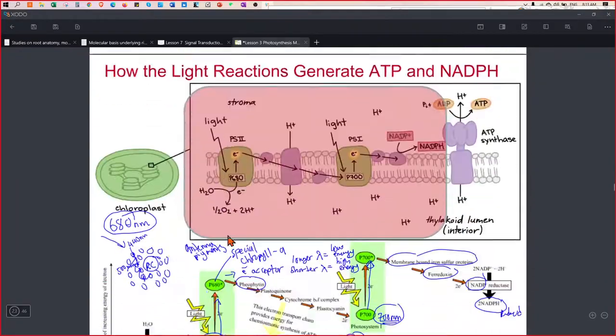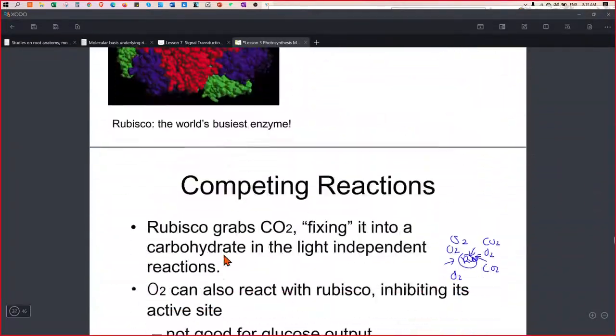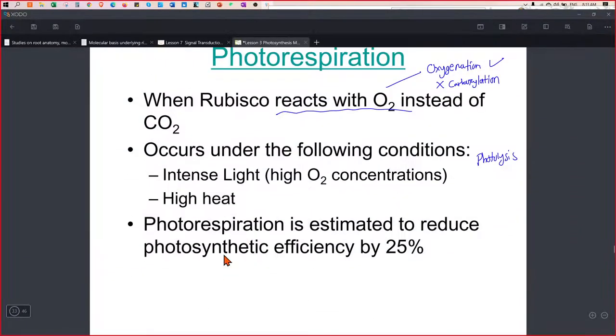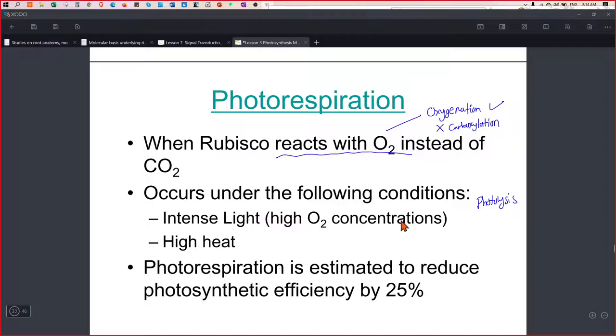That's why, go back down here, that's why oxygen is now being very abundant. Okay, you have more photolysis now. Okay, right, and also the high heat. Okay, high heat. I think this is very relevant in our tropical condition, right? And because high heat, we are talking about heat above 30 degrees Celsius, okay?